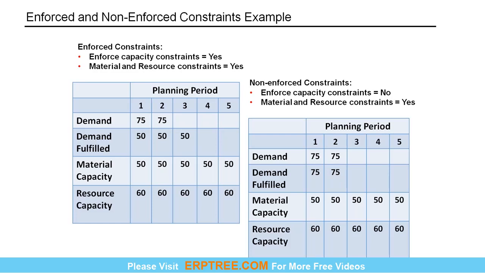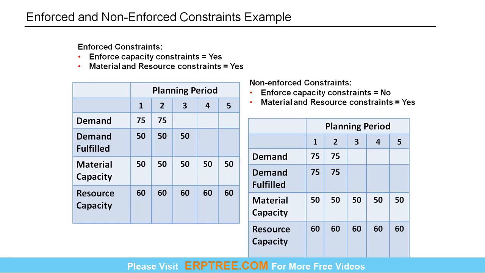Means it can override the demand date, and it can say that even if the demand date is, say, 9th of September, it can suggest a planned order for, say, 30th of September to meet the demand. So it is enforcing the capacity constraints.